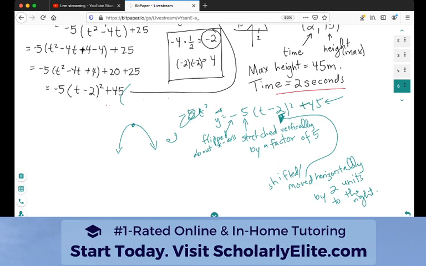And then the positive 45 means that it has been shifted upwards by 45 units. Alrighty guys, so that's basically what's happening here.